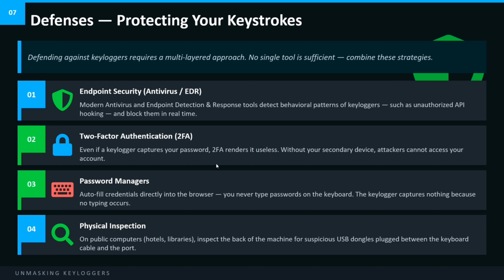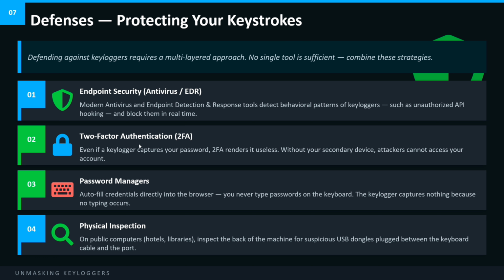Even if a keylogger captures the password, two-factor authentication renders it useless, because with two-factor authentication you are authenticating yourself as the legitimate user of that account, right? That's why the OTP comes to your mail or your mobile phone number. This is a very big defense against keyloggers, right?